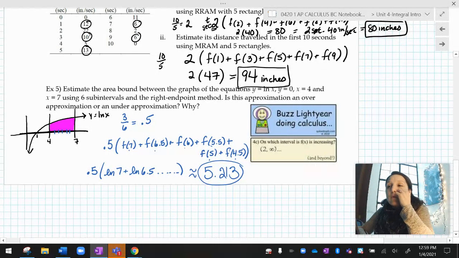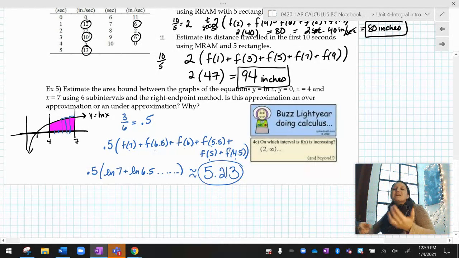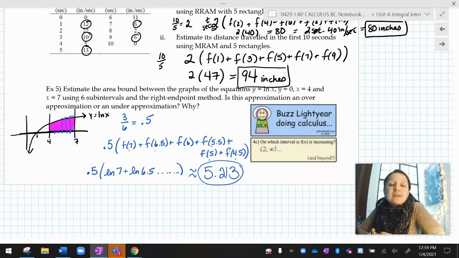All right. Now, is this an over approximation or an under approximation, and why? Well, let's see. If I draw this as a right endpoint, it looks like it pokes out. But you're not allowed to say this is going to be an over approximation because the rectangles are too big. That's an answer that like a 7th grader should give. When I want an answer from you, we need a calculus answer. So if I look at it, it's obvious that this is going to be an over approximation once you draw it out.